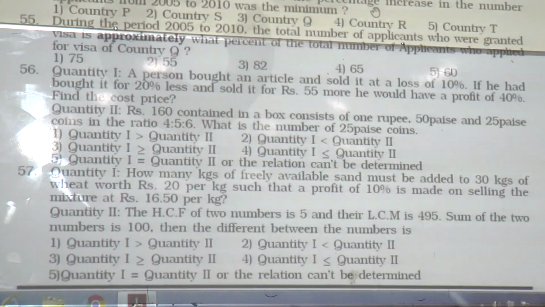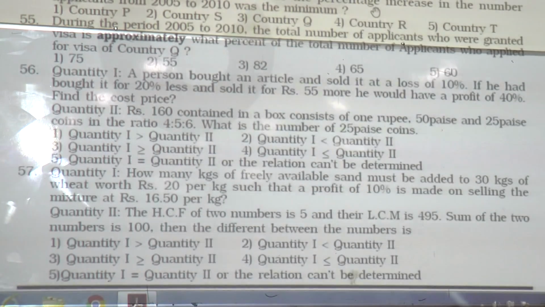Next 56, quantity 1. A person bought an article and sold it at a loss of 10%. If he had bought it for 20% less and sold it for 55 rupees more, he would have had a profit of 40%. Find the cost price. Right. Come on. Initial cost price 100%, selling price 90% because he sold it at a loss of 10%.